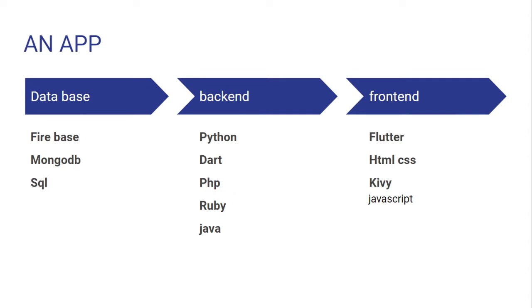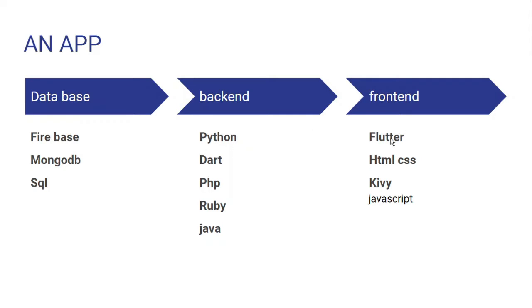Let's see what the database technologies are. Every application definitely has these three components: front end, back end, and database. For the database, these are the technologies we are using: Firebase, MongoDB, SQL. And for the backend, right now we are going with Python, but there are other programming languages like Dart, PHP, Ruby, and Java. These are server side scripting languages which are capable of interacting with the database, processing data, and editing files and all.